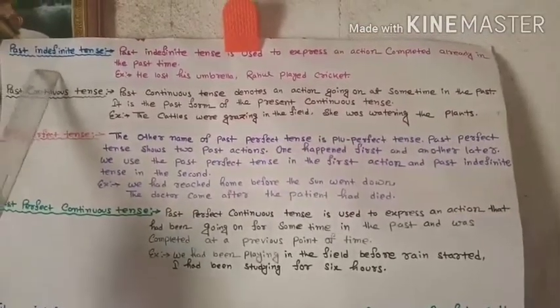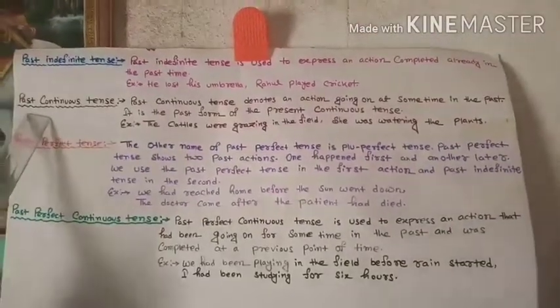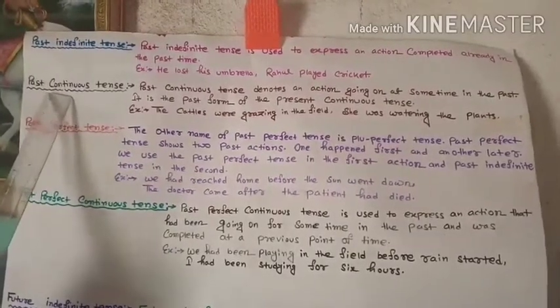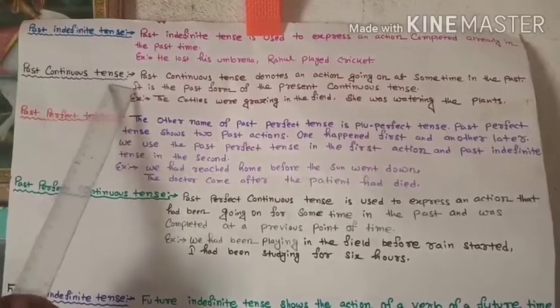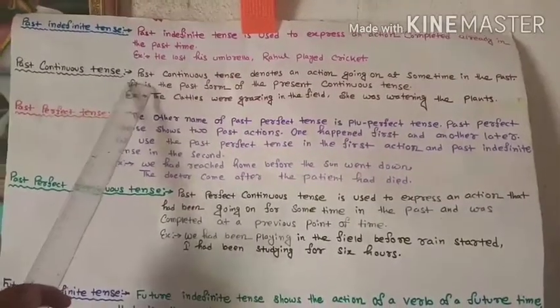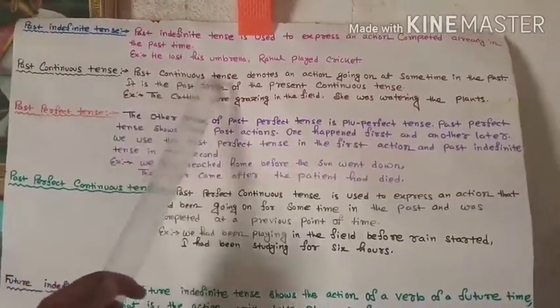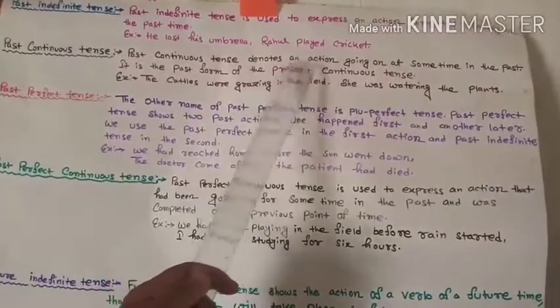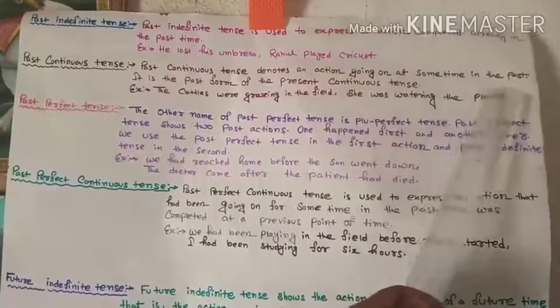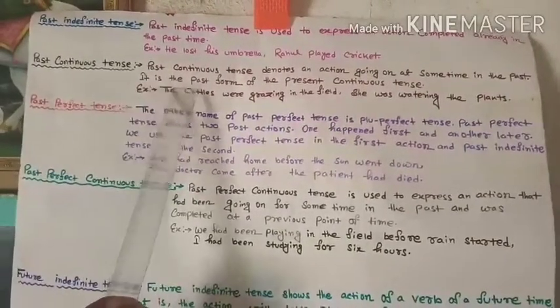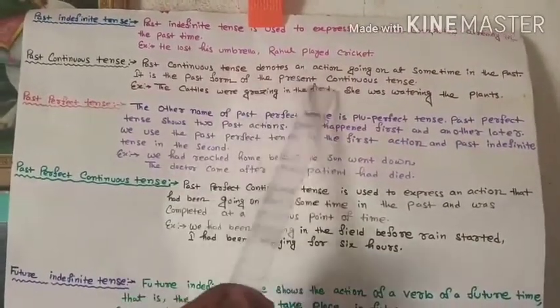So now come to the second one. It is past continuous tense. We can see here it is past continuous tense. What do we mean by past continuous tense? So the definition is like this. Past continuous tense denotes an action going on at some time in the past. It is the past form of the present continuous tense.